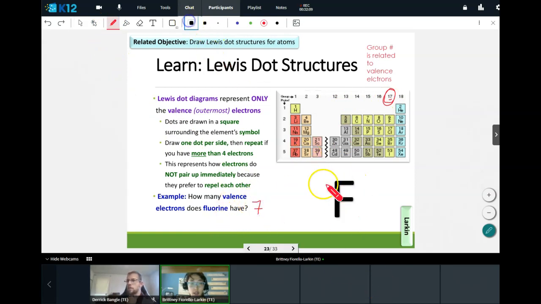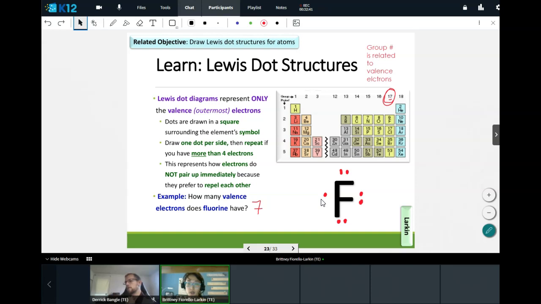Let's go ahead. I'm going to draw them out so we can see. I'm going to start with 1 on the top. Then again, go to the next side, the next side, and the next side. So again, I'm going to fill in each side with at least 1 valence electron first. And now I can repeat because now electrons will be forced to pair up even though normally they want to repel. So here's my 5th one, my 6th one, and my 7th one. So this is the most accurate or correct version of a Lewis dot diagram for fluorine.